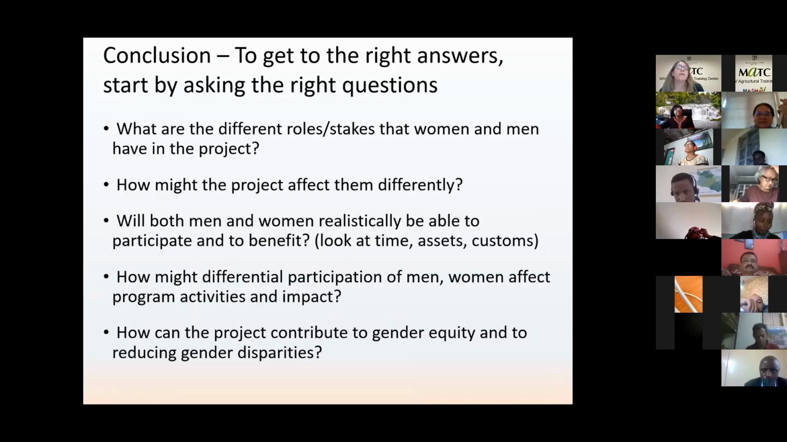So in conclusion, to get the right answers, you must start by asking the right questions. If you ask the right questions, then you will be able to seek out the answers that you need.